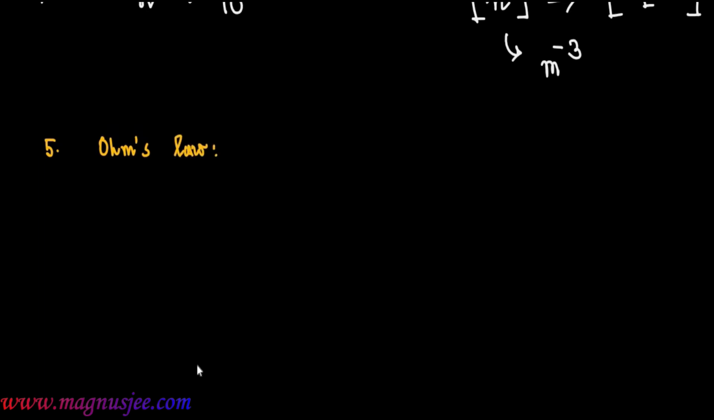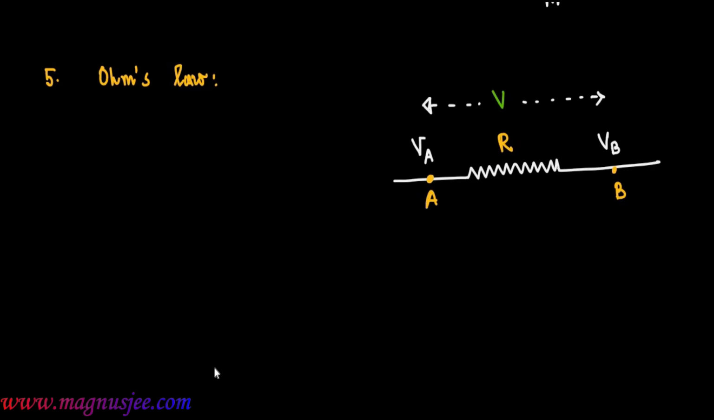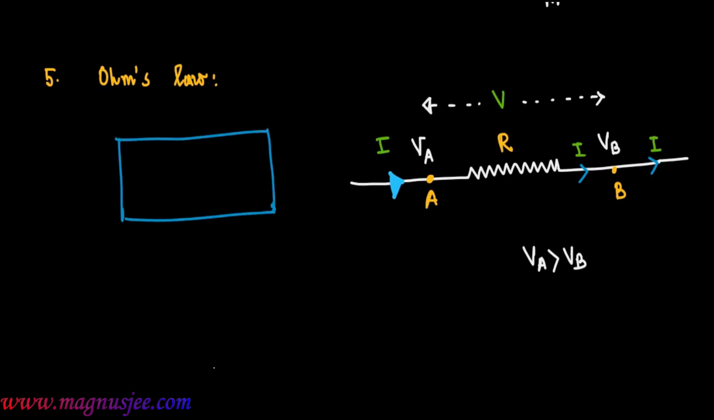Now we have to state Ohm's law. What is Ohm's law? For that we can draw a conductor or resistor of resistance R. A and B are the two terminals of this resistor R. V is the potential difference across this resistor of resistance R. VA and VB are the potentials at the two terminals A and B of the resistor. We can assume VA is greater than VB. That's why electric current I flows towards the right, that means from the end A to B through the resistor R.